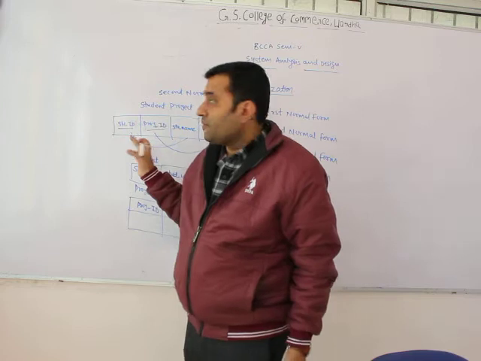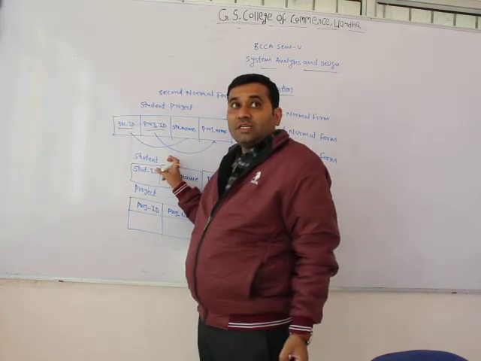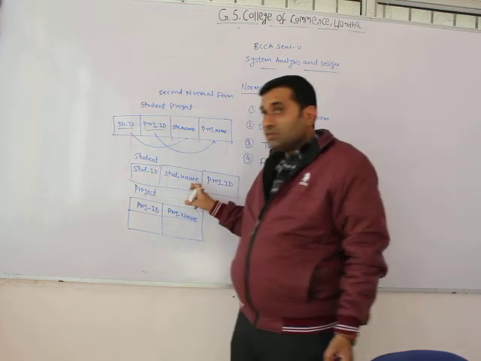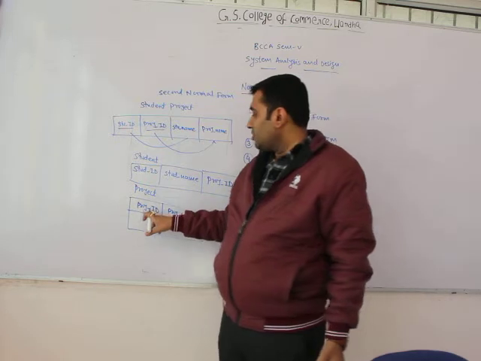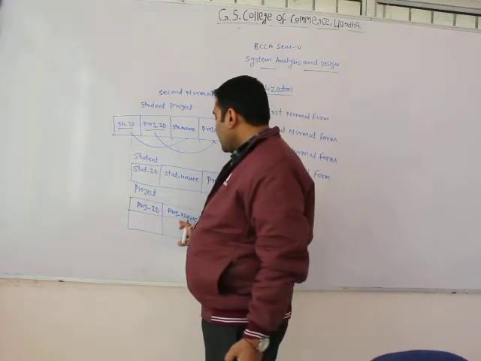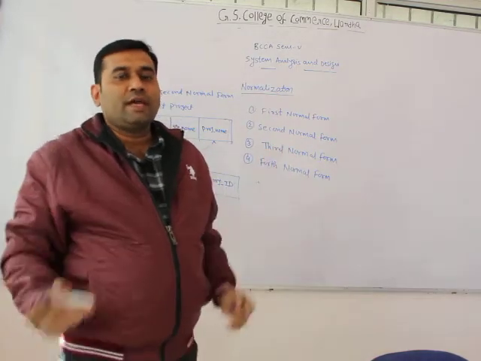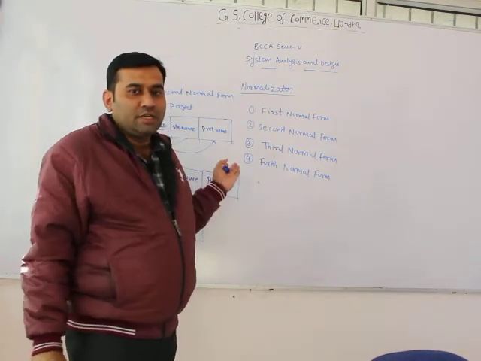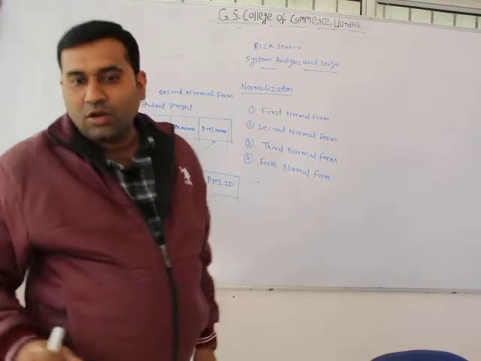The student name is totally dependent upon the student ID, and we represent in the table student ID and student name, and the project ID and project name. In the second normal form, all the non-key attributes are fully functionally dependent upon the primary key. Next is third normal form.